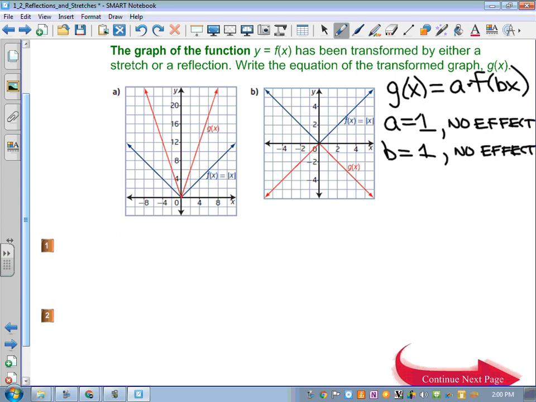If we look at y equals f of x, even though they're not written, we could say that that's y equals 1 times the function evaluated at 1 times x. But that's just ridiculous to write, so we typically don't do that.